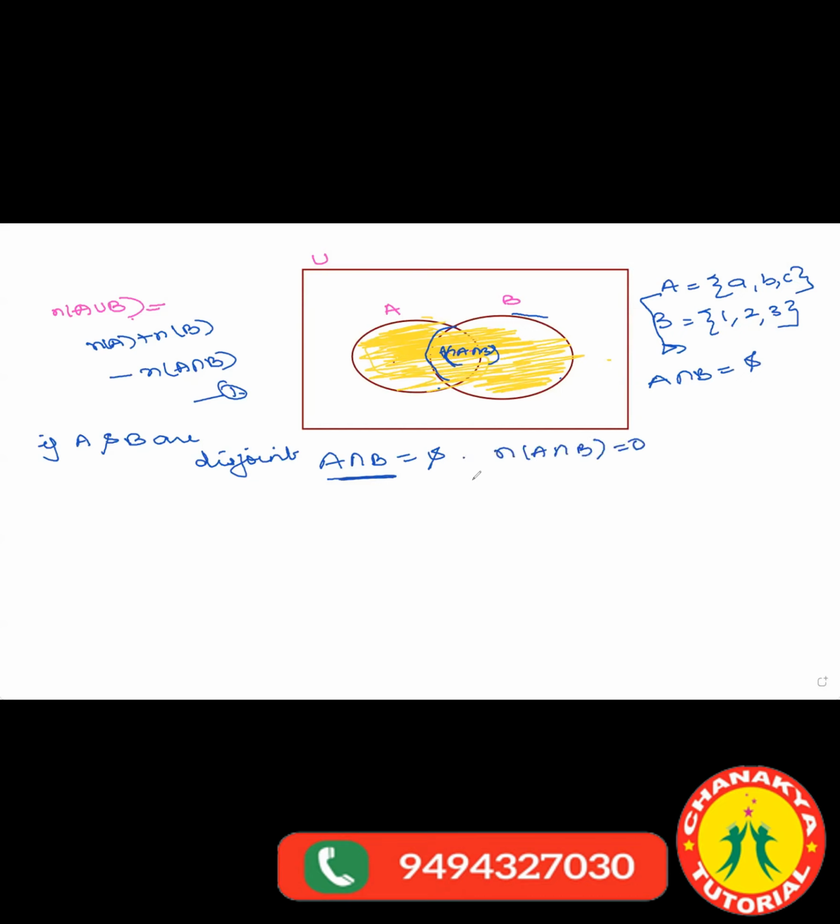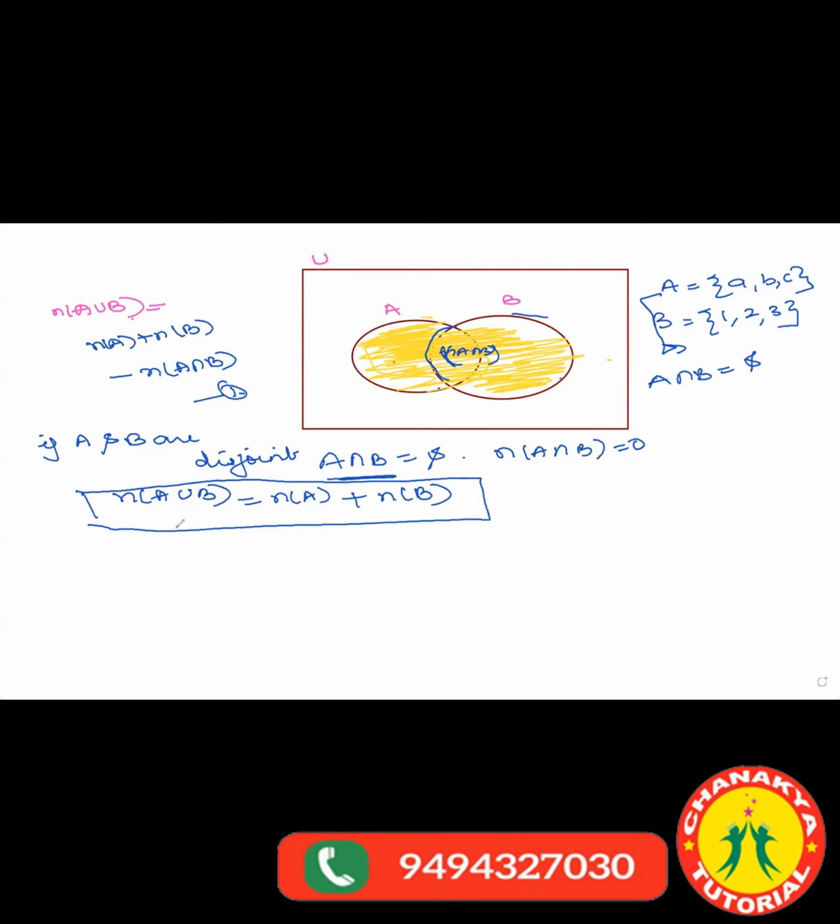So your formula for n(A union B) will be the number of elements in set A plus the number of elements in set B. Clear? Understood? Now see the next thing.